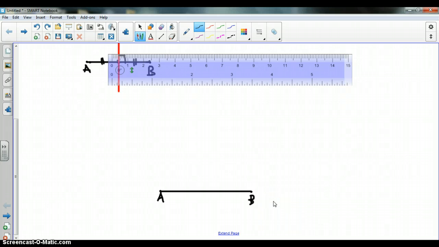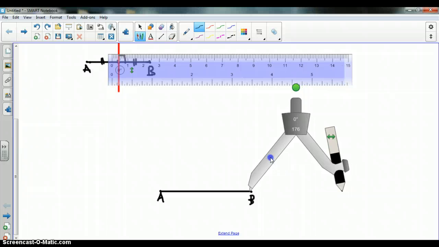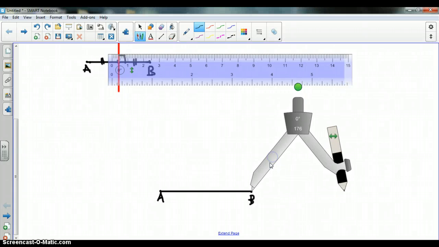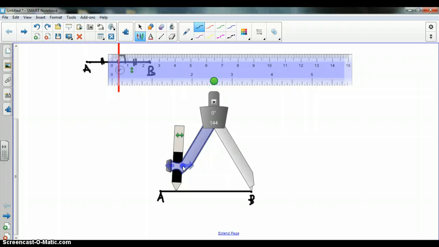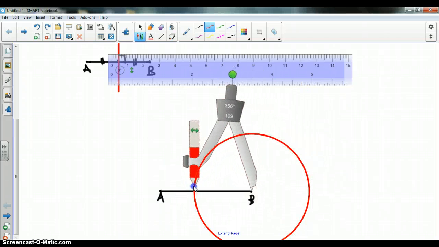Okay. Now, what I'm going to do is I'm going to bring out Mr. Compass. And Mr. Compass is going to help us here. So I'm going to take my compass and I'm going to put it on point B. We want this just over half. Just over half, say right there. And then we're going to create our circle. And we do a nice little circle right there.